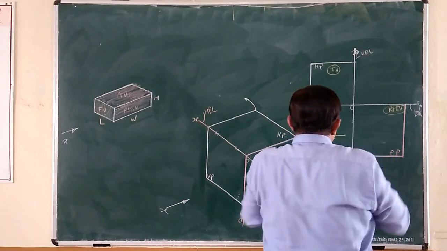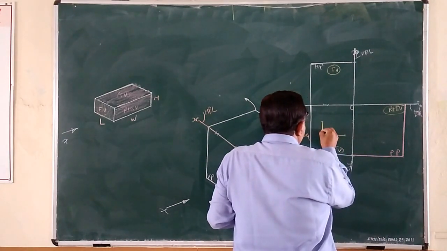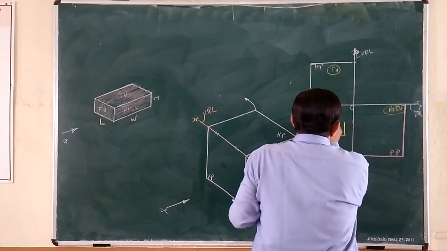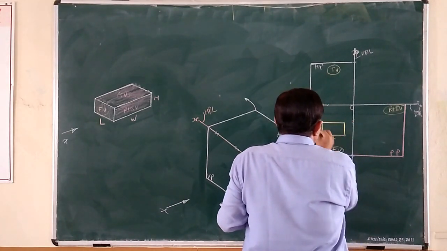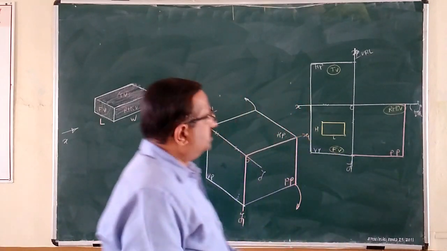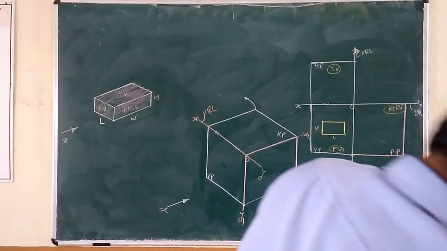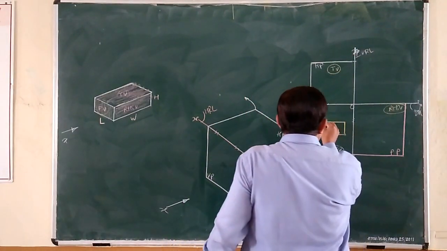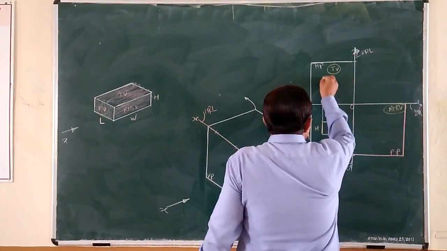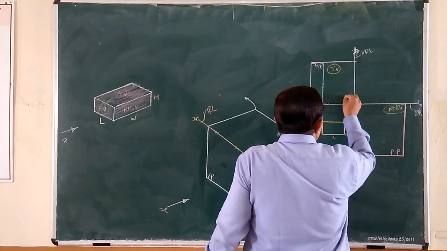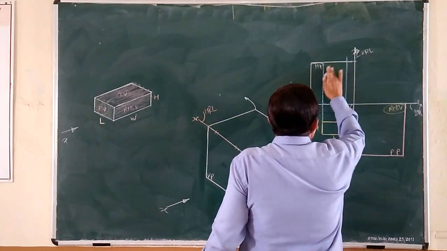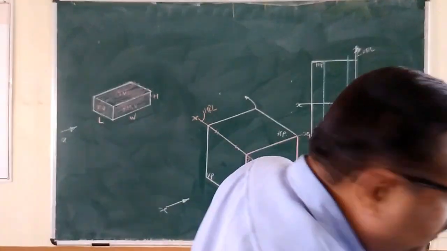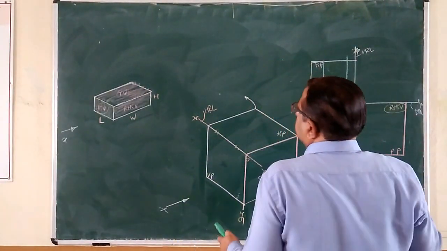So this two-dimensional image is nothing but its front view image, L by H. Now from front view we should proceed further for constructing its second view, that is its top image. It will emerge over HP. So on this plane its top image will be emerging.